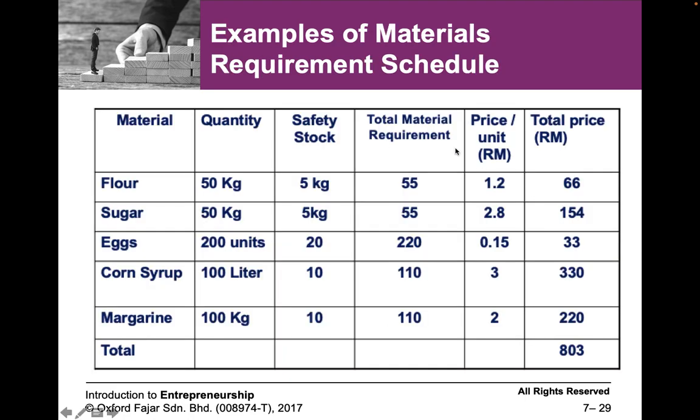Okay, next is total material requirement, whereby you total up the quantity plus the safety stock, then you will get the total material requirement, which is 55 kilos. And then times the price per unit, which means the price per 1 kilo of flour. 1 kilo of flour is 1 ringgit and 20 cent, for example. Okay, so you times 1.20 with 55, then you will get 66 ringgit.